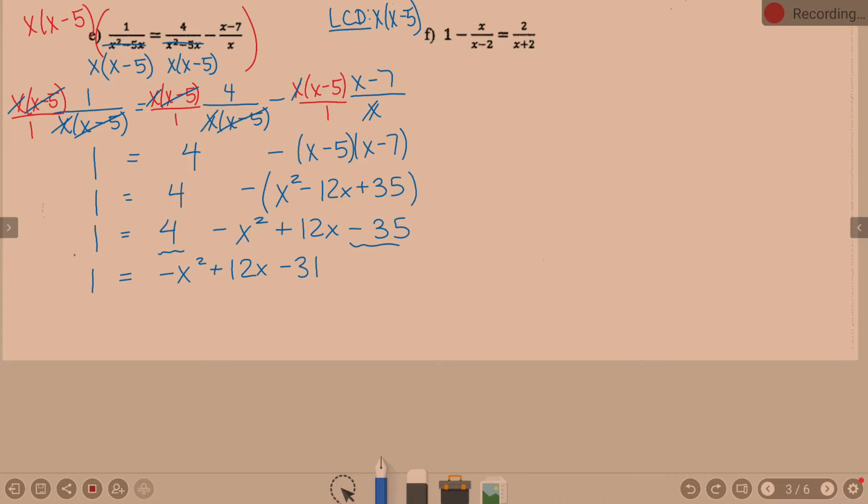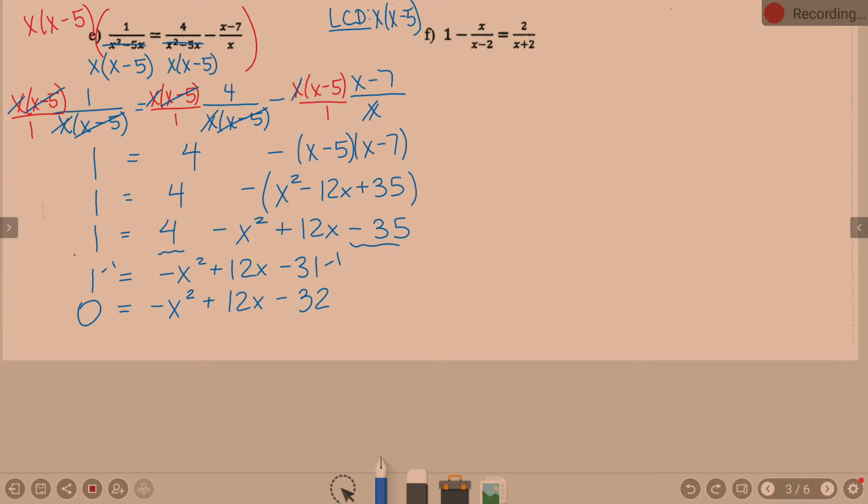We need to make this equation equal to what? 0. How can I make it equal to 0? Okay. Subtract the 1. If I subtract the 1 here, 0 equals negative x squared plus 12x minus 32. We need to factor. How do I feel about negative x squareds? I don't like them, do I? How can I make this so it's not a negative x squared?